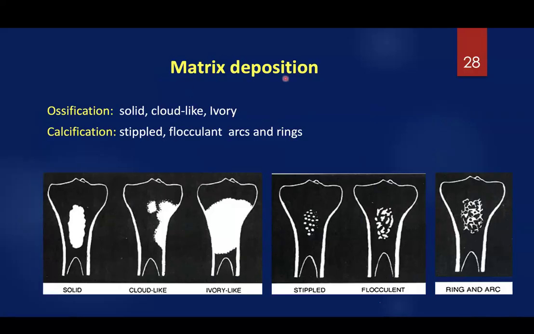Now, going to matrix deposition, again, we talked about what is matrix. Matrix is the internal composition of the tumor. So what is the tumor laying down? Again, we said it before, it's either laying down bone or cartilage or fibrous tissue. But the two most important matrix depositions are laying down bone, which we call ossification, and calcification.